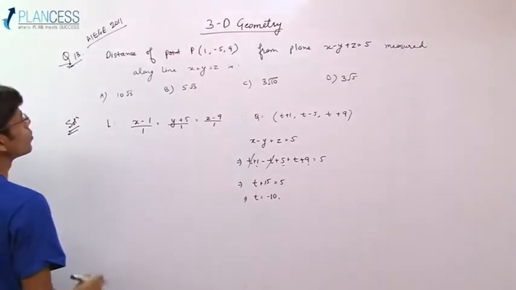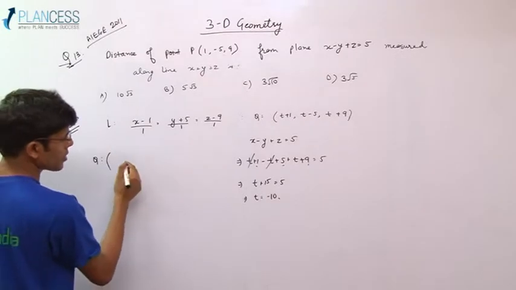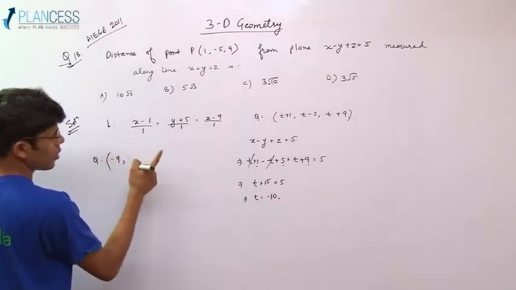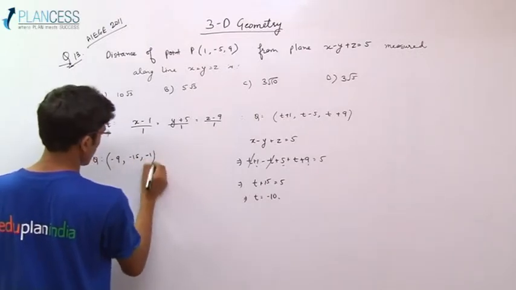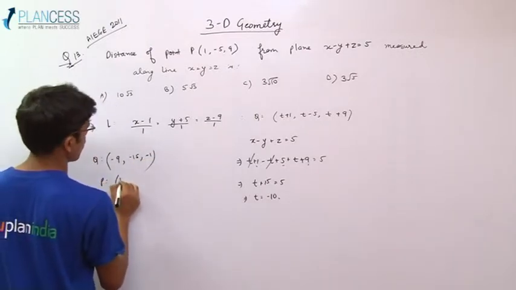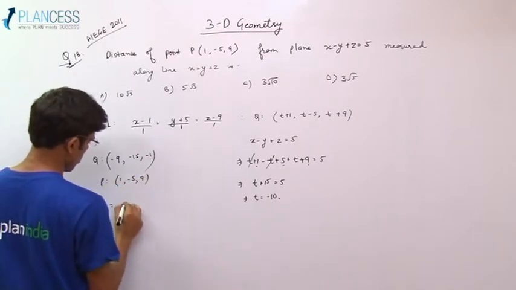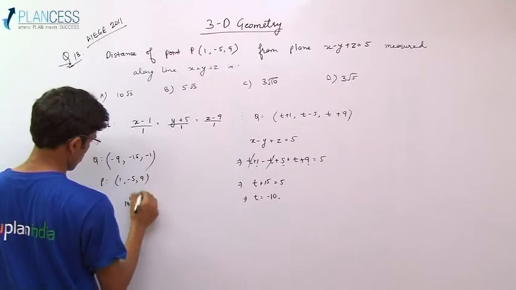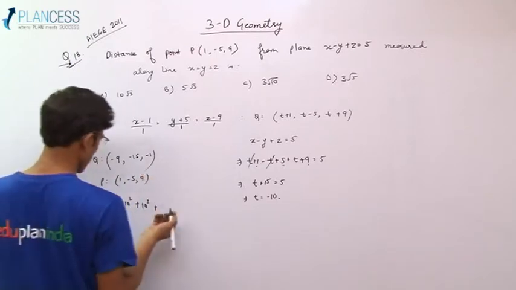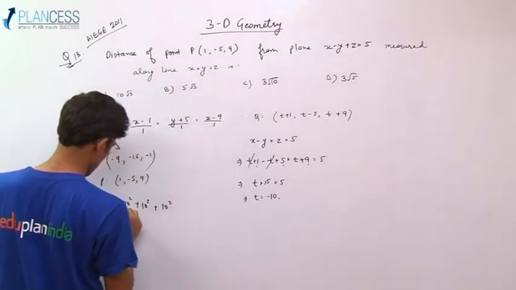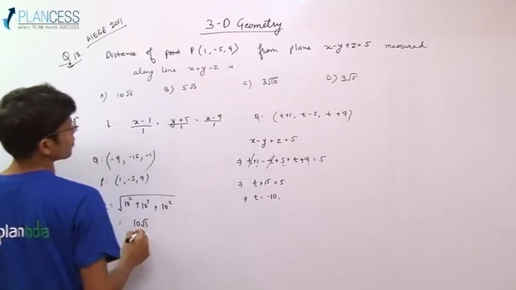So we get Q and we have to find the distance. So Q is, put t minus 10: minus 10 plus 1 is minus 9, minus 10 and minus 5 is minus 15, minus 10 plus 9 is minus 1, and P is (1, minus 5, 9). So the distance is root of 10 square plus 10 square plus 10 square. So this is 10 root 3.